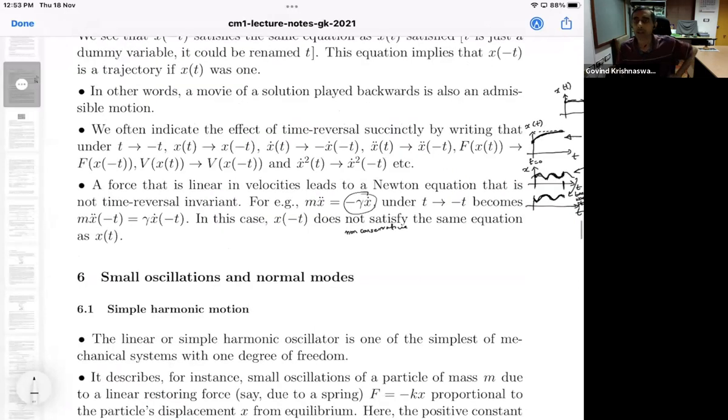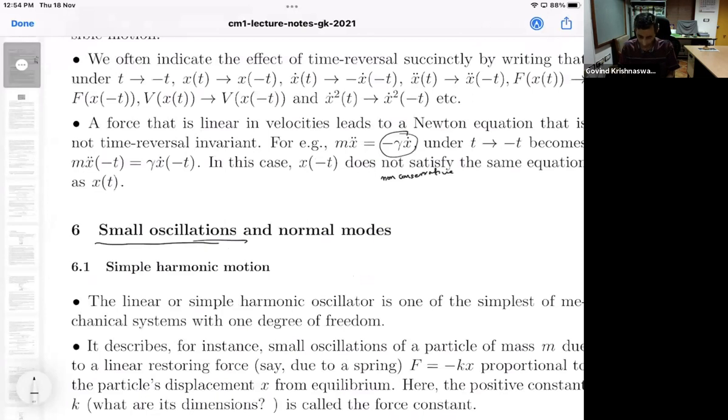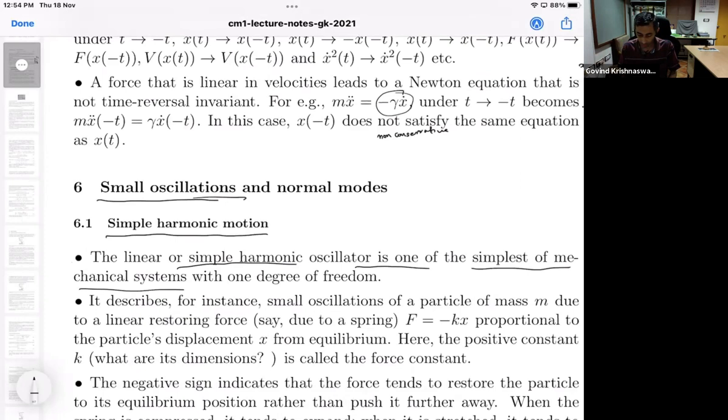If we are comfortable with that, let me now move to a slightly different concept and a set of ideas, namely small oscillations. I want to discuss a little bit about small oscillations, and I will begin with what is called simple harmonic motion. The linear or simple harmonic oscillator is one of the simplest mechanical systems with 1 degree of freedom. We will just devote a little bit of time to understanding what this is.